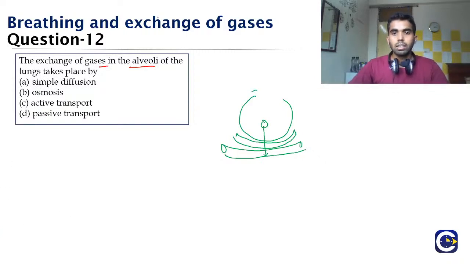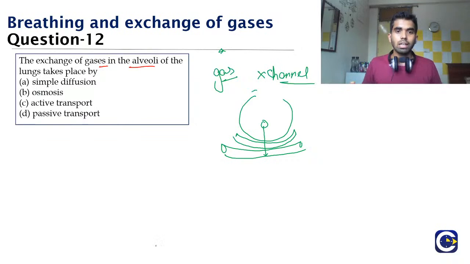So see, we are talking about gas, and we cannot control gas. We cannot just control gas and push it somewhere. It is haphazard. So we do not need any channel. It will go by itself, and if we do not need any channel, there is no transport. If there is no transport, then no active and no passive transport.